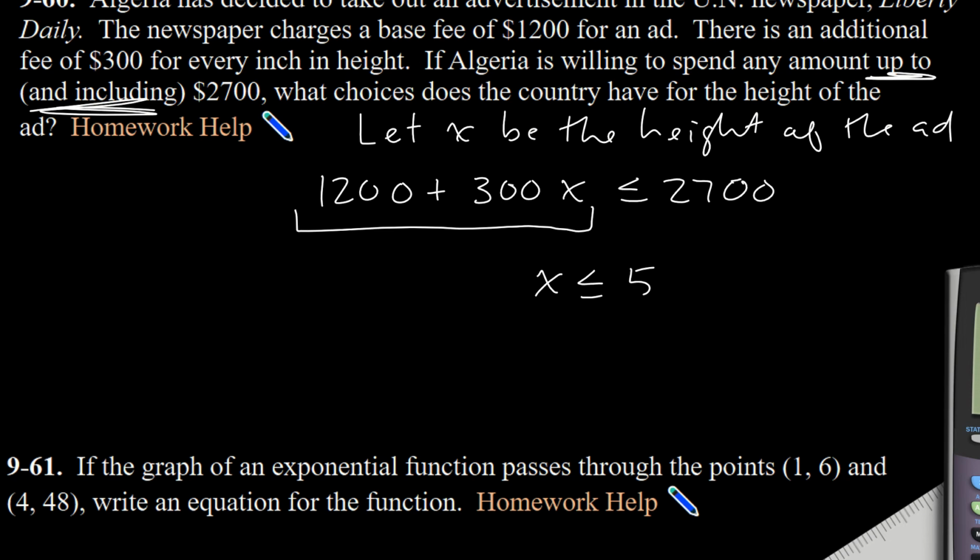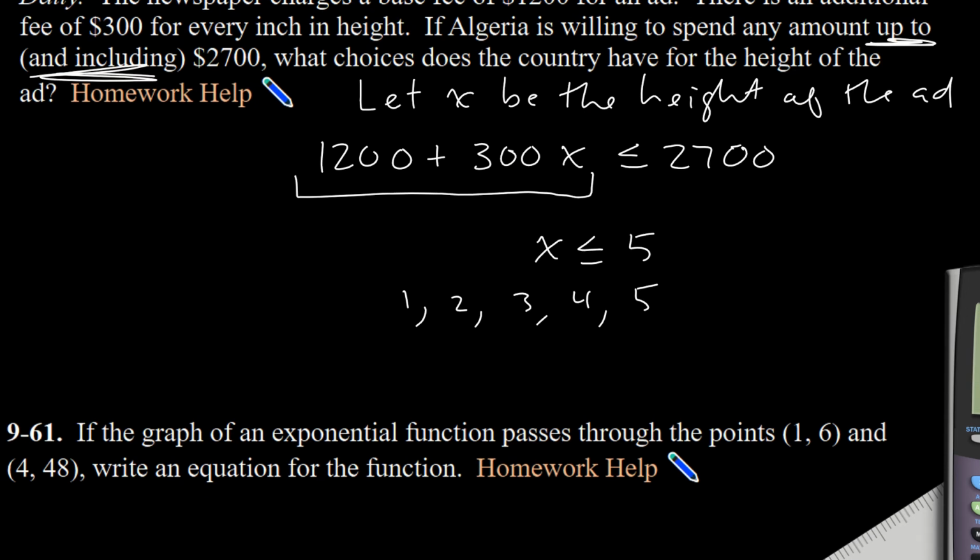That means that they can get ads in whole inches, right? I guess you can get 1.5 inches, but 1 inch, 2 inch, 3 inch, 4 inch, and 5 inch. Or you could say it another way. If it's all those ranges in between, who would get an ad that's 0 inches high? You couldn't see it. So I would say 0 up to and including 5. So this idea is called interval notation.